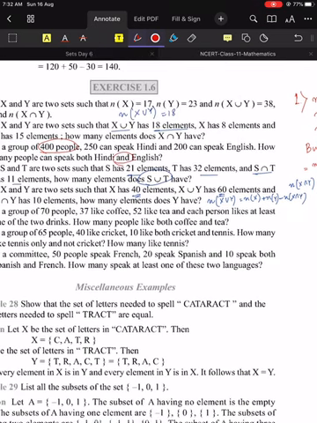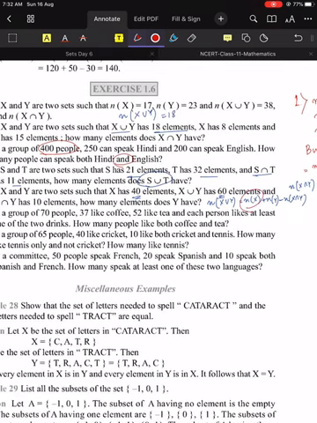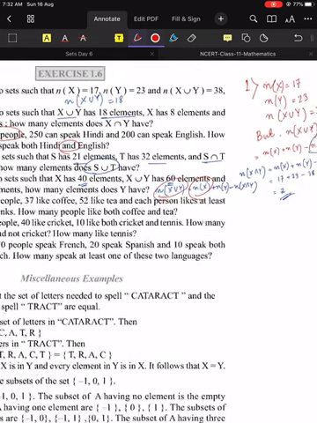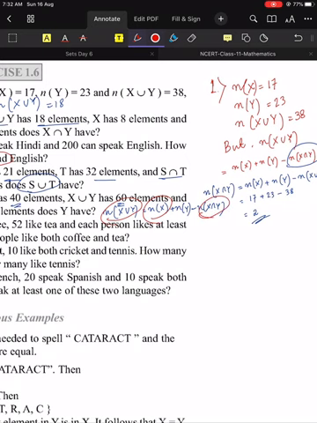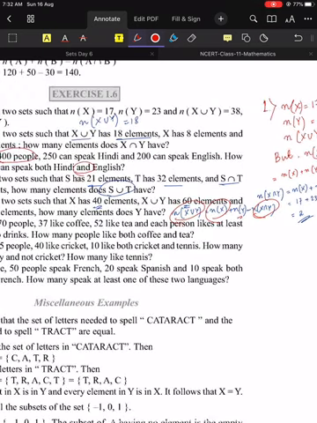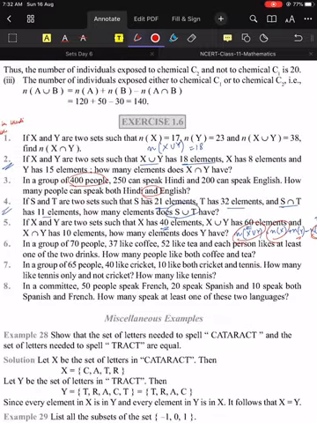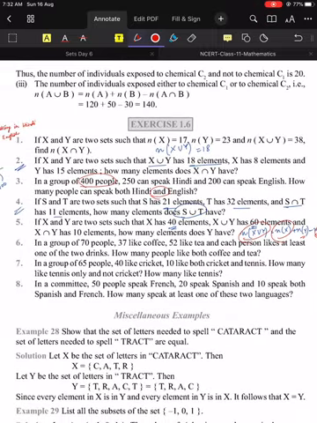They have given the value of n(X). This one value is given. Then they have given the value of X union Y. This one value is also given. And they have given the value of this one. And what you have to find? This one. It's very easy to find. Just put those values and find n(Y). Okay. Now question number 6. Let's move on to question number 6.